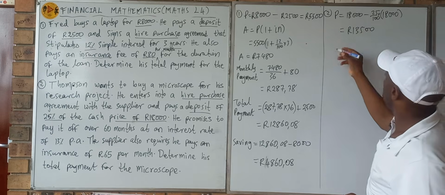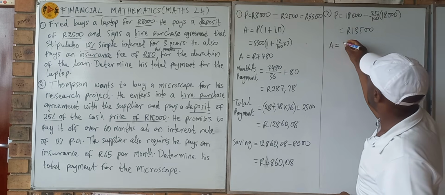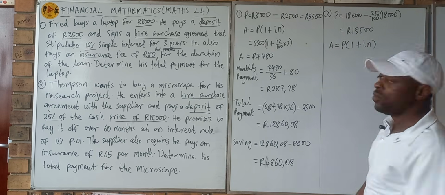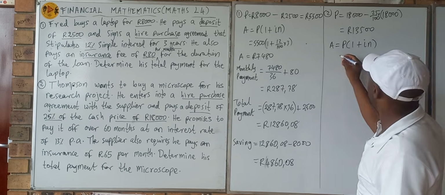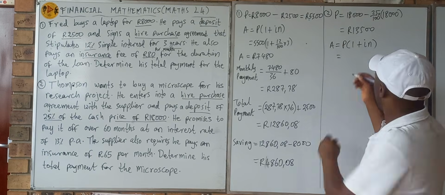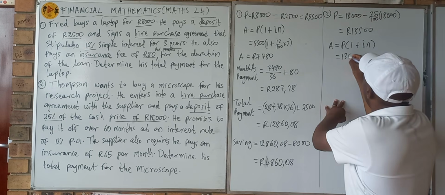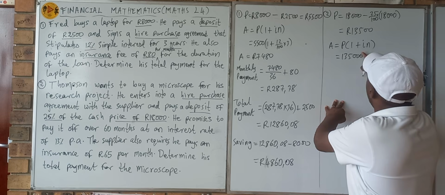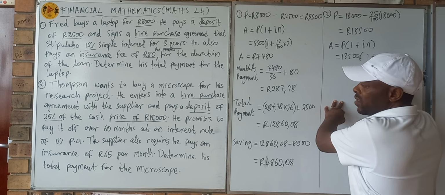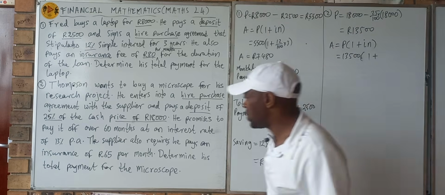So the company will now accumulate this money through the simple interest formula. So the hire purchase will always use simple interest to accumulate this to see what is the accumulated loan. So the accumulated loan, 13,500, at what interest rate? What was the interest rate?